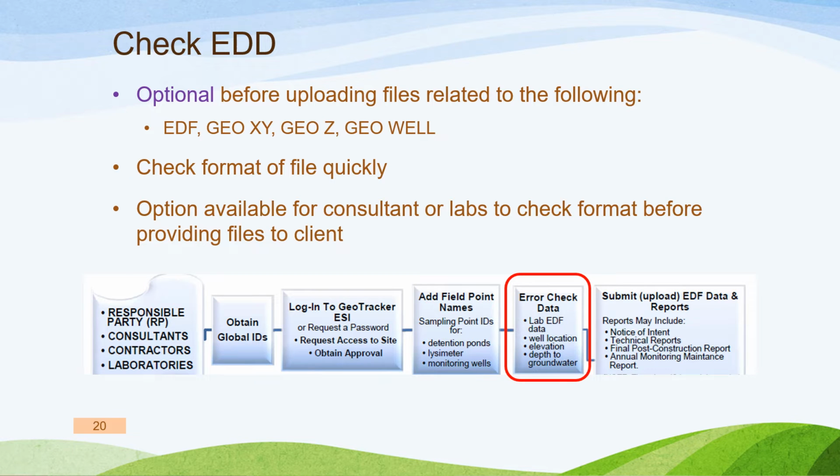So the next step in the process is the check EDD feature. The purpose of this is to check the format of the non-PDF files. Do note that this step in the process is optional since a lot of these checking features are available when the user is uploading the file to this system. Now, we did want to provide this option to consultants and labs so they can check these files prior to submitting them to their clients or their responsible parties if they are planning to upload it into the system.